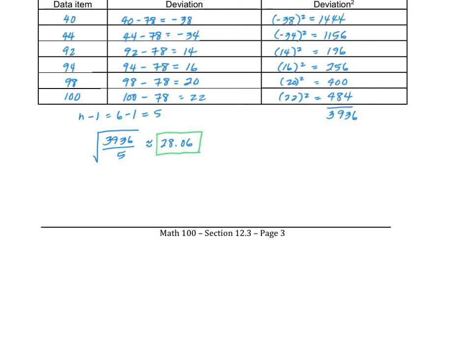Okay, so that's it for this section 12.3. And then in 12.4, we'll move on to go beyond measuring our data items. We'll go ahead and look at how we can get some information from how our data items are spread out. In particular, we'll be looking at normal distributions.